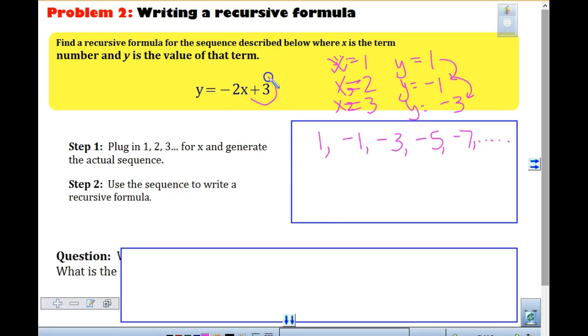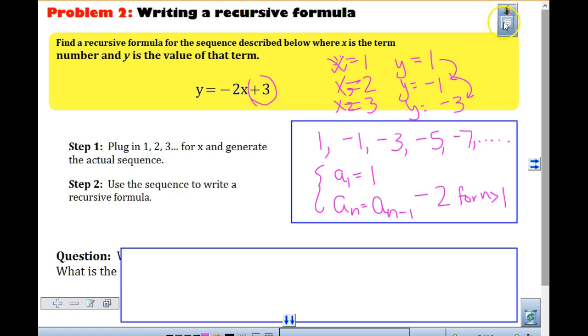Someone said, well, what about this 3? That's like the 0 term. That's not the first term. It's like before that. So it says use the sequence to write a recursive formula. So we would now say a sub 1 equals 1. a sub n is going to be equal to a sub n minus 1 minus 2. Make sure you put for n greater than 1. I have that when we do it, okay?